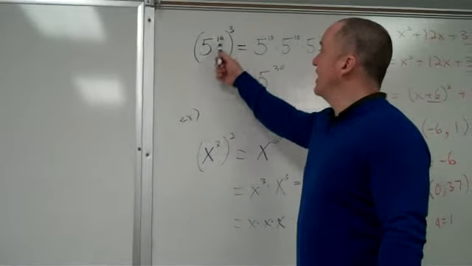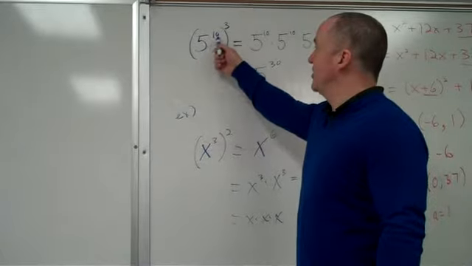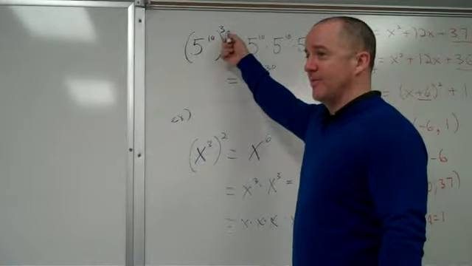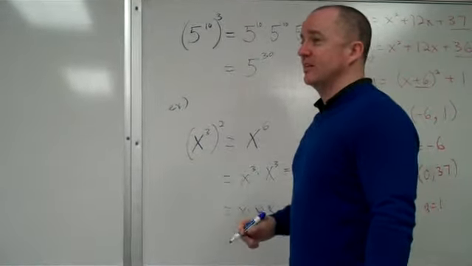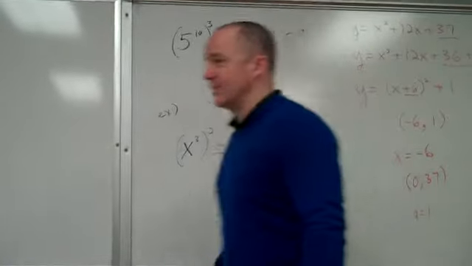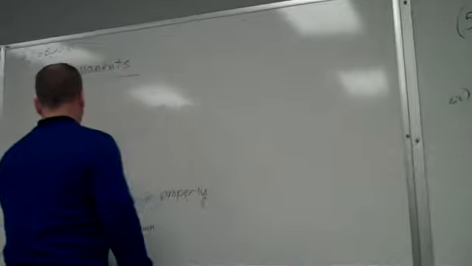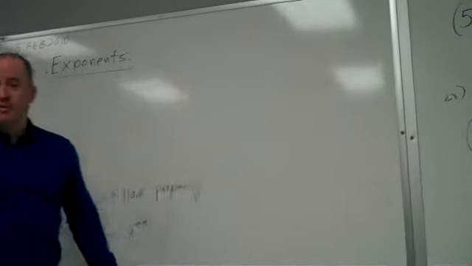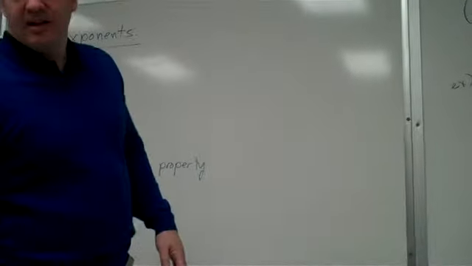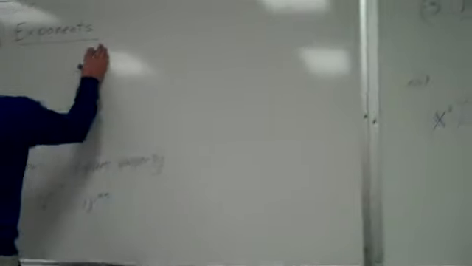We have a base, a power, and it's raised to another power. And that's when you multiply. So you have to know which case you're starting with. Here's another property that we're going to do, which your book calls the power of a product property.